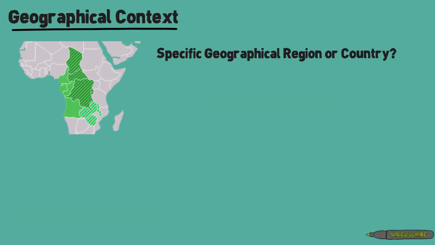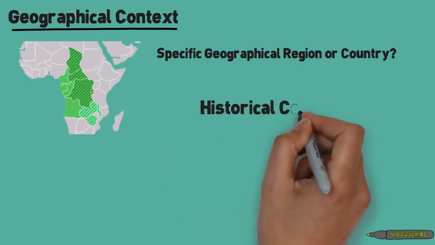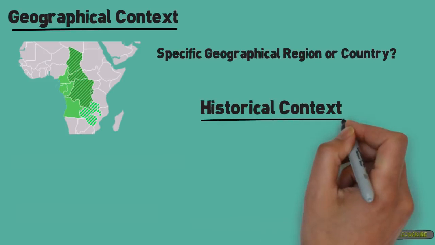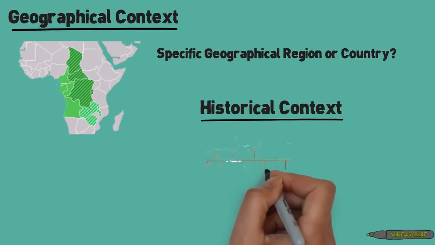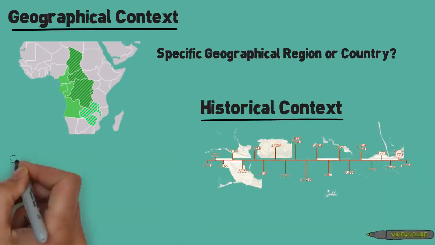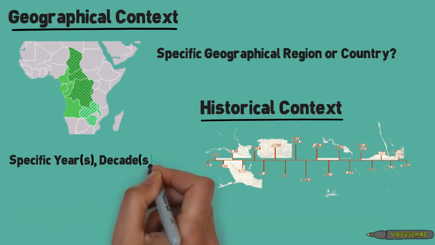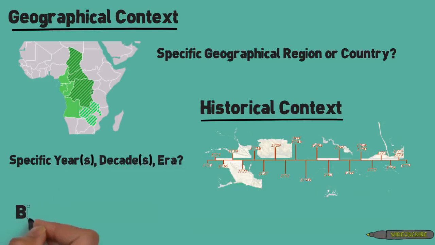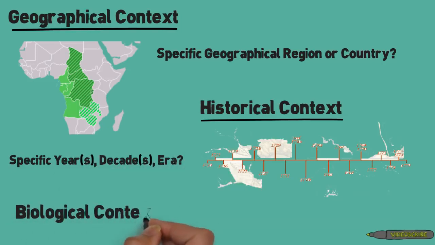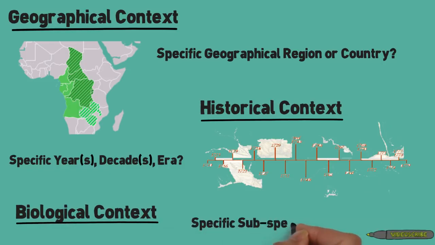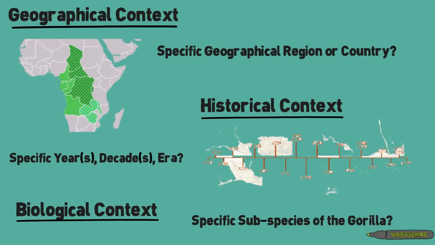Perhaps you want to focus more on a historical context. Is there a certain time aspect you want to write about? Perhaps the time when deforestation really started to affect gorillas. And third, with this topic, you could also add biological context. Perhaps there's a specific subspecies of the gorilla that you're interested to write about.